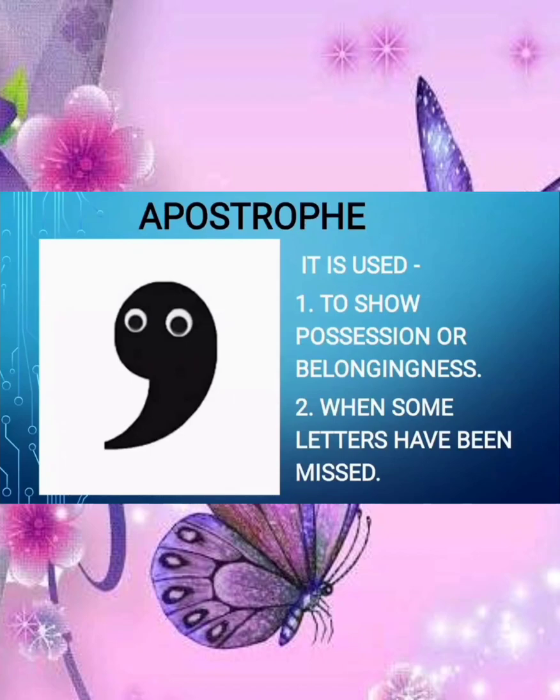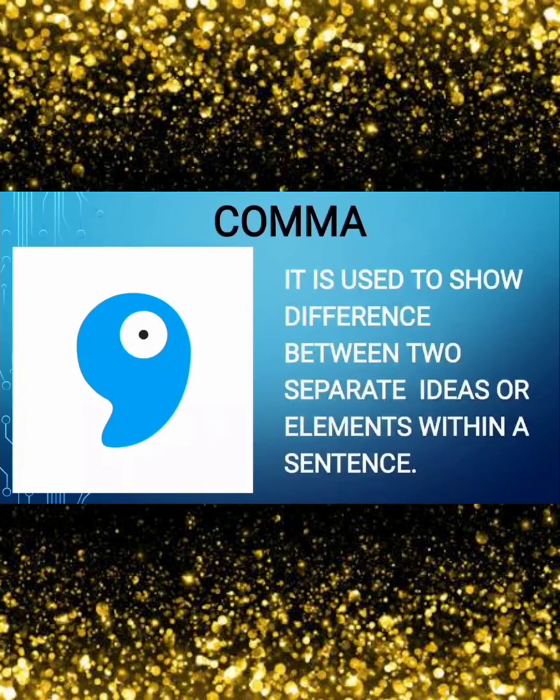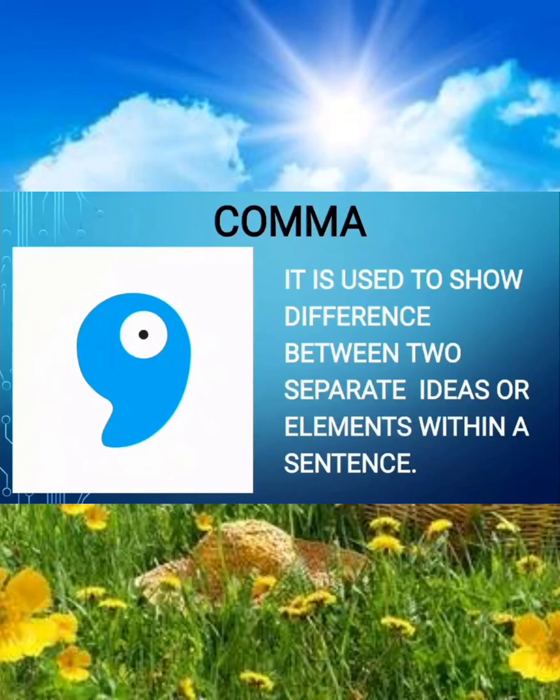Now what is this? Try to identify. Yes, it is a comma. And when do we use a comma? It is used to show a difference between two separate ideas or elements within a sentence. When we talk about two or more ideas or elements within a sentence, we separate them using a comma. The symbol is similar to an apostrophe, but an apostrophe is used at the top and a comma is used at the bottom. This is the difference between them.